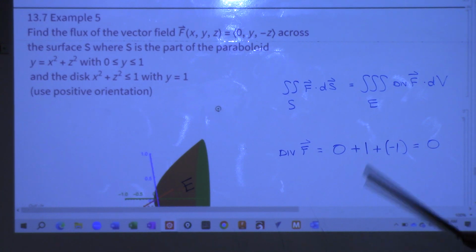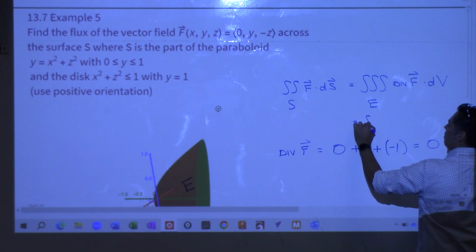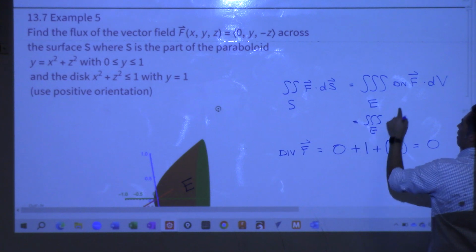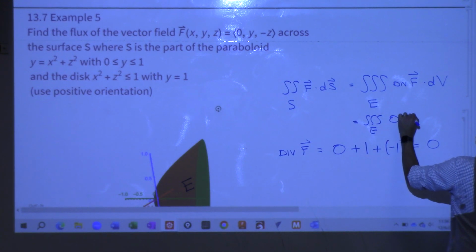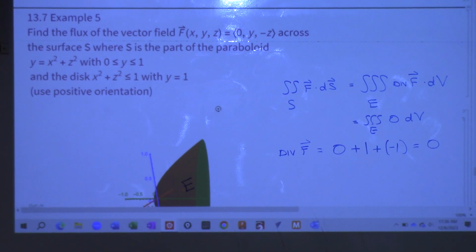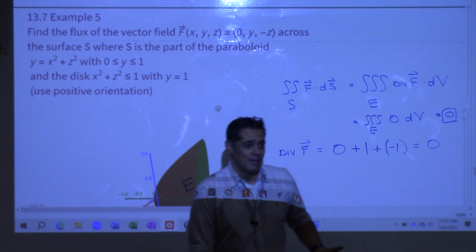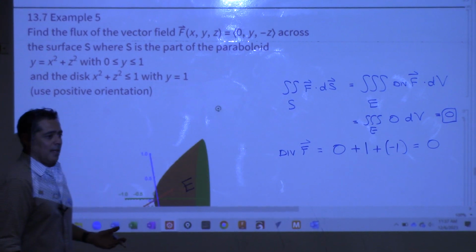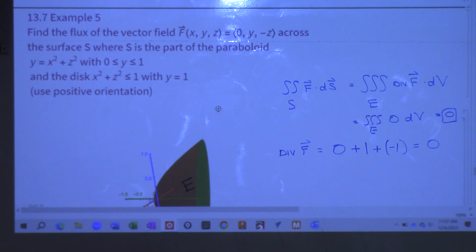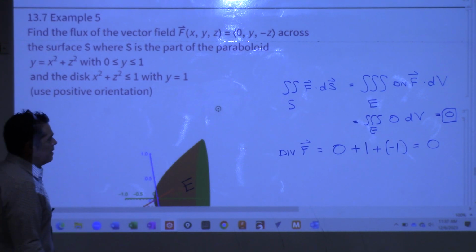So this becomes the triple integral over E of div F, which is 0, dV. And the integral of 0 is always 0. And we're done. That's the answer that took us a while to get, right? So obviously the divergence theorem was useful here. We got to it very straightforwardly.